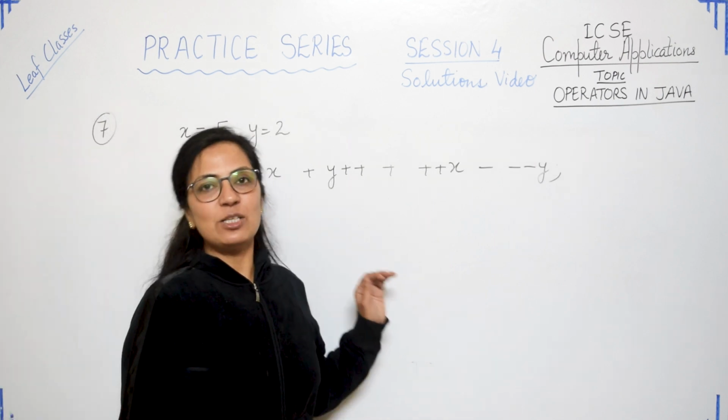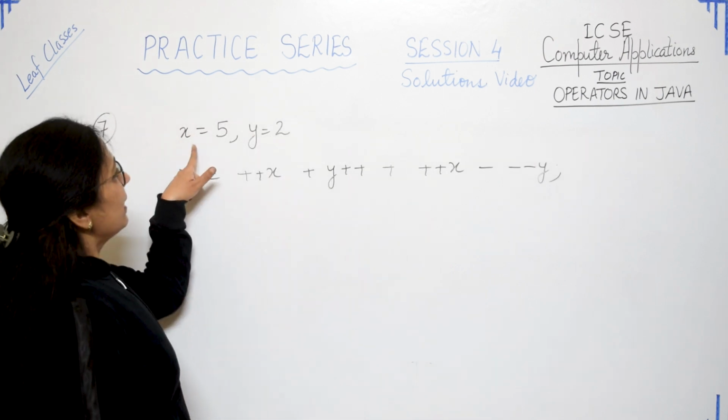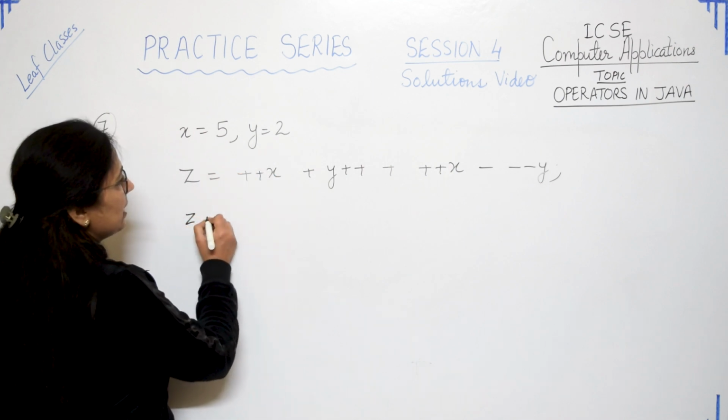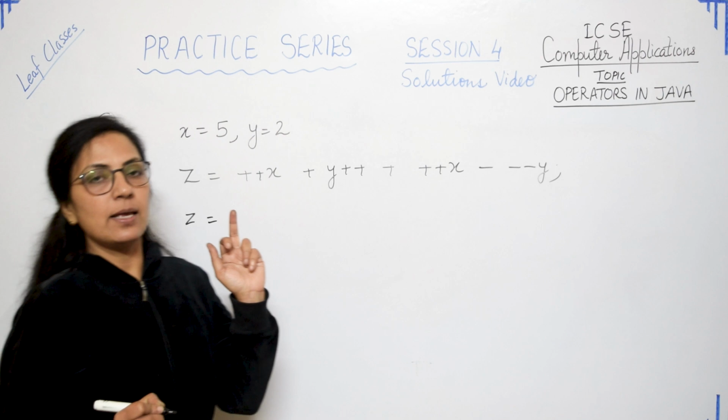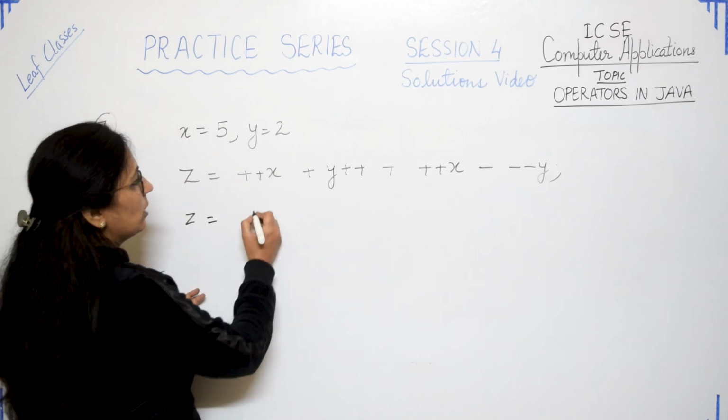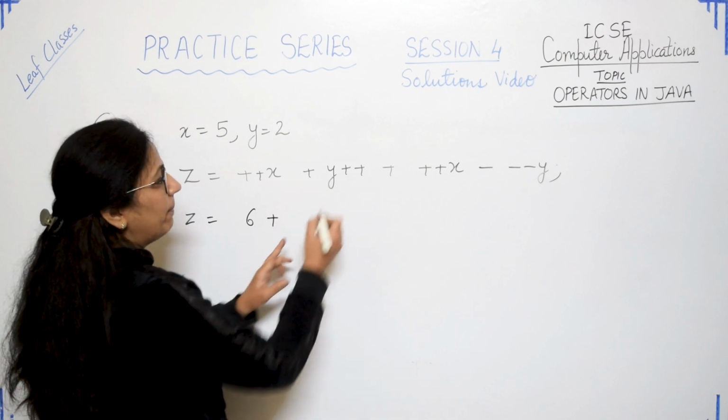Question number 7 is to find the value of Z when the value of X is 5 and Y is 2. Here Z equals plus plus X plus Y plus plus. Plus plus before X means pre-increment, so the value will be changed, so it will become 6, plus Y plus plus.